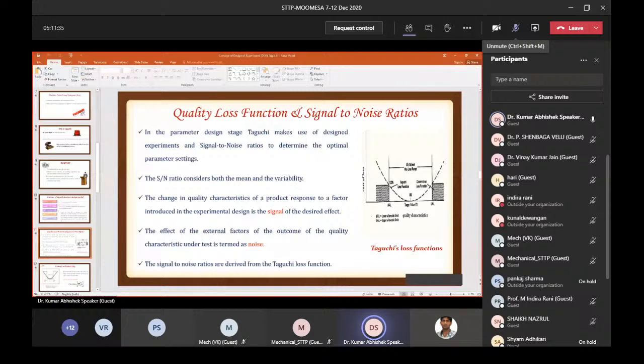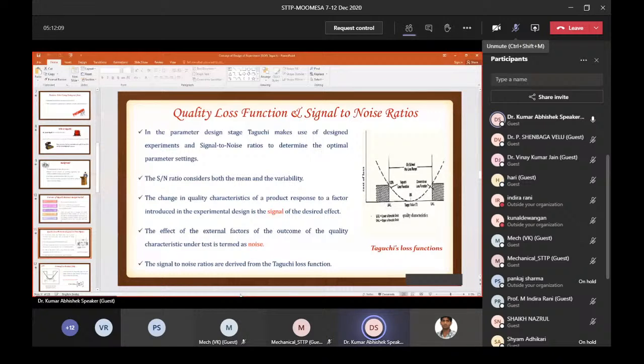So this is the concept that he has utilized in order to determine the signal to noise ratio in order to optimize the parameter function. On the basis of the nature of the response, this signal to noise ratio has been characterized in three different ways, and their formulas are like that.